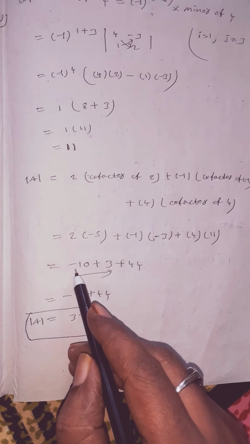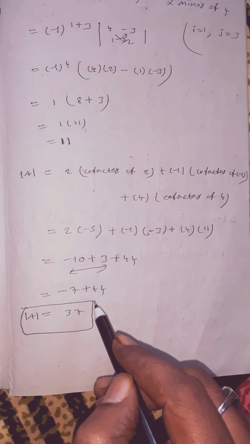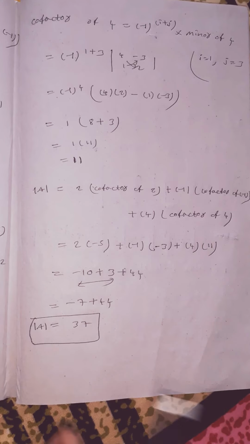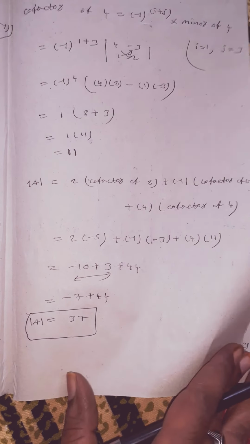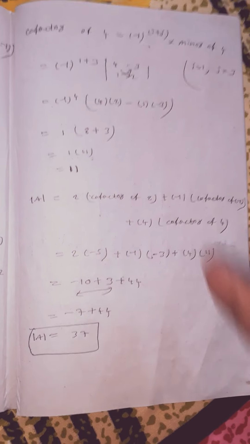Why? Because the big number has a negative sign. So now minus 7 plus 44. The big number has a positive sign. So 44 minus 7 is 37. So determinant of A is equal to how much we got? 37. So we no need to use this formula every time. We simply have the sign pattern here.